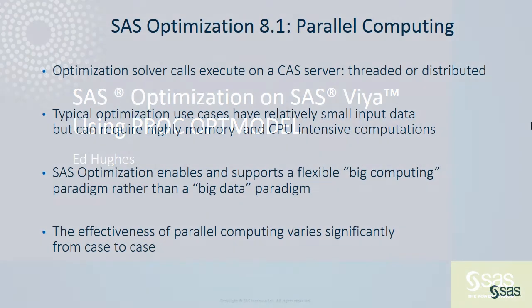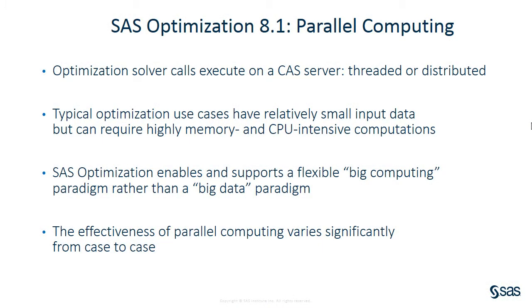platform. At the heart of the SAS Viya architecture is the Cloud Analytics Services Server, or CAS server. The CAS server is specifically designed to analyze very large data sets, and it also supports parallel computation, both threaded computation on a single node and distributed computation on multiple server nodes. This enables statistical and machine learning algorithms to scale to massive amounts of data.